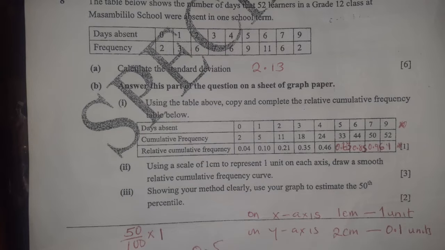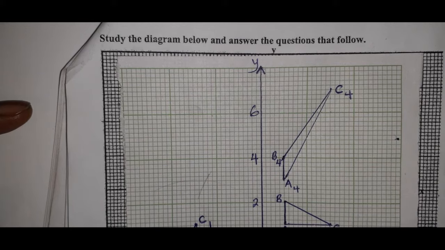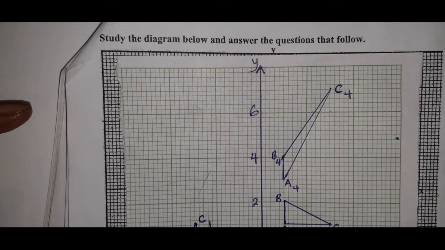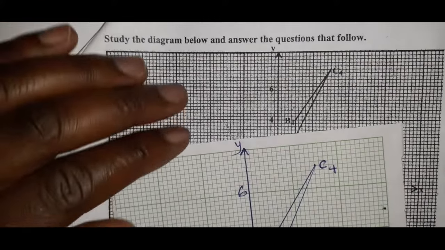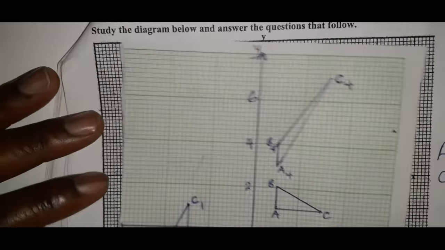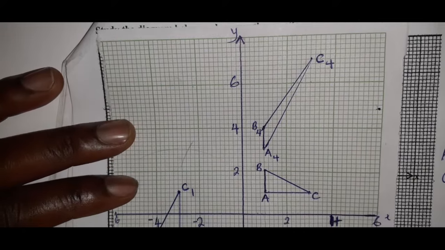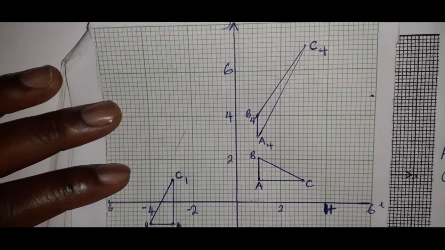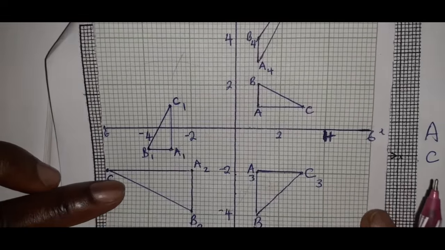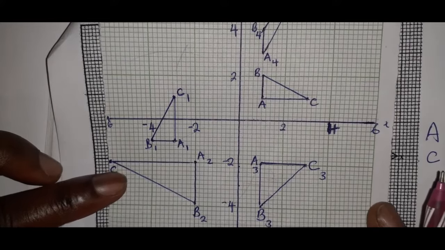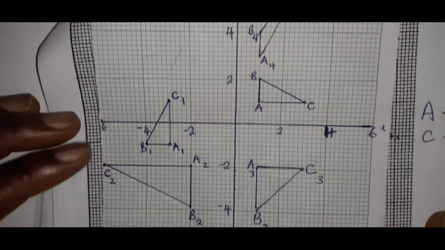Okay, so we come to question 9. It reads, study the diagram below and answer the questions that follow. The diagram here is a bit faint, so what I did, I redrew everything here on this paper. So this is what we are looking at. This is the diagram here. So now we can come to the questions.